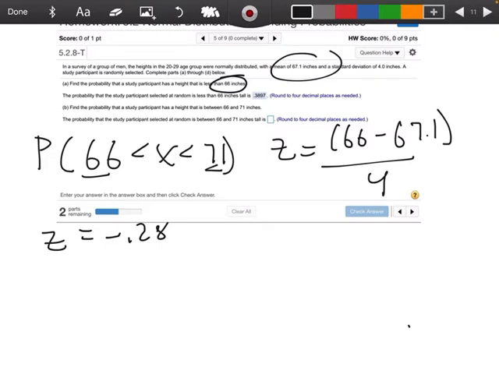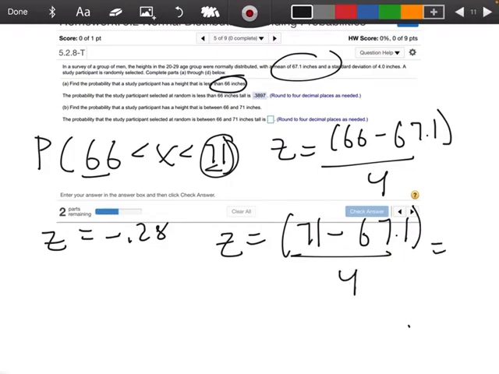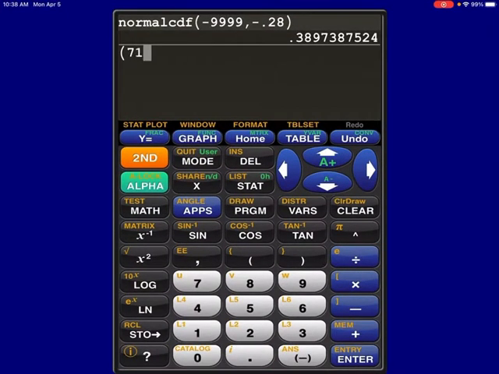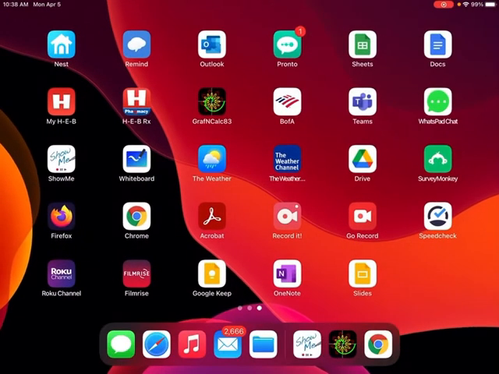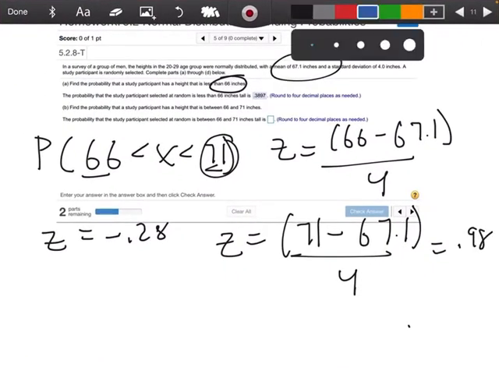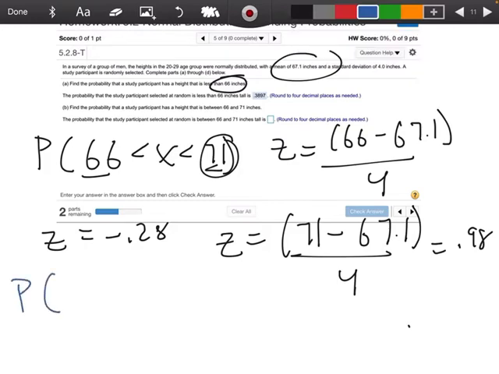So we're going to do this also for 71, okay? So let me find the one for 71. So I'm going to go 71 minus 67.1 all over 4, okay? So let me do that part on my calculator. So 71 minus 67.1 divided by 4 is 0.98. So now what we're doing is we're going to say what's the probability that z is between these values, okay?